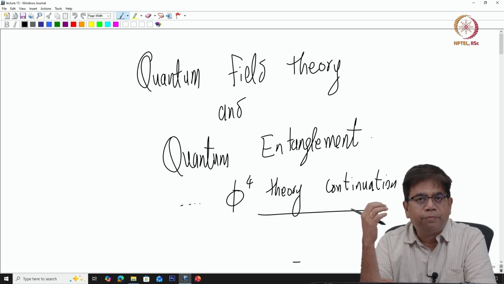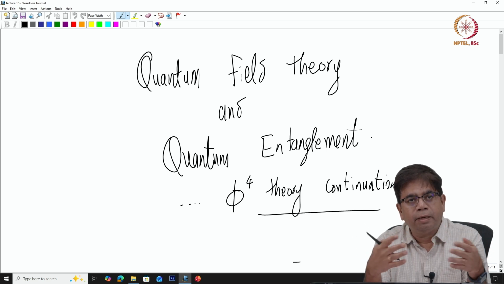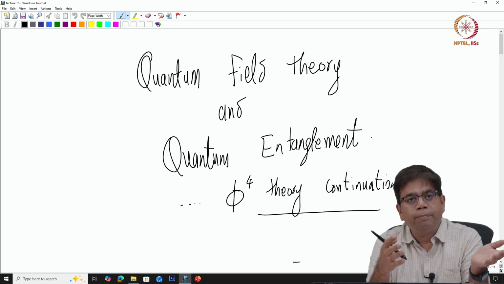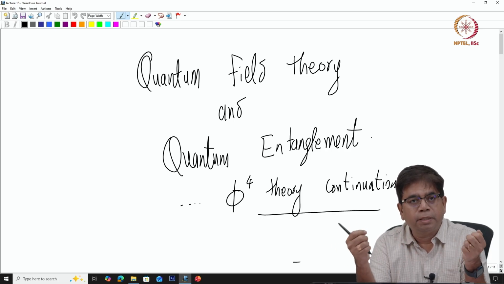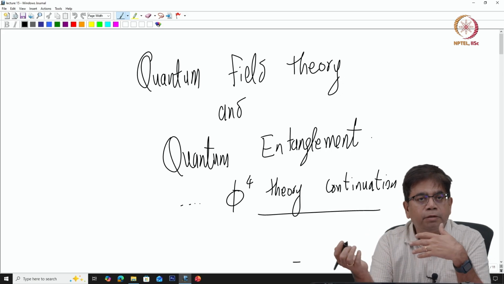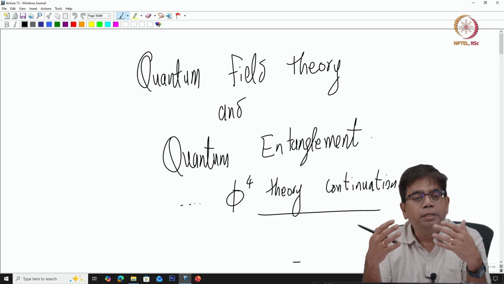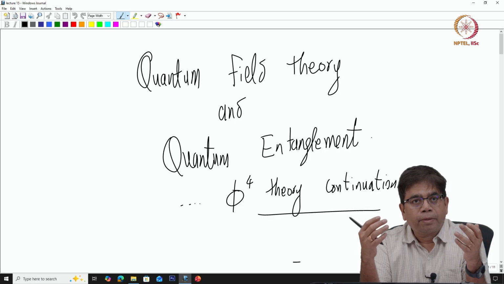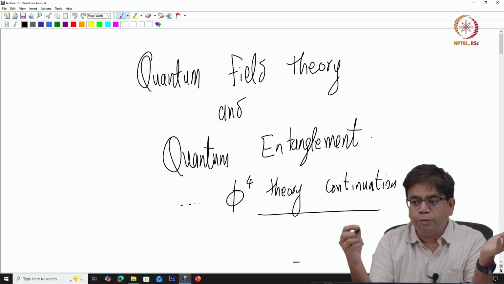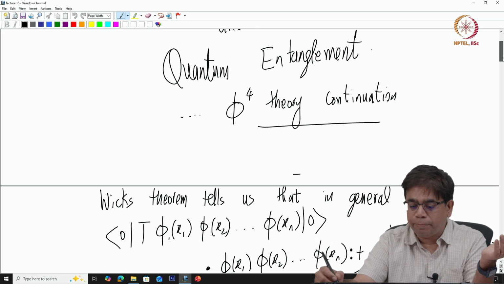Before that, we have been learning the interacting theory in great detail, and its vacuum is not the same as the free field theory vacuum. So we had the interaction picture, which is a combination of the Heisenberg picture and the Schrodinger picture, and the question is how do you justify the use of Feynman diagrams in this particular picture.